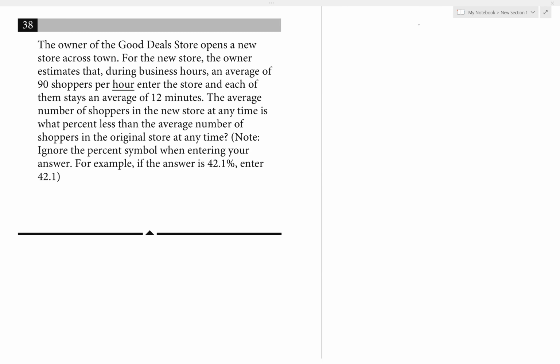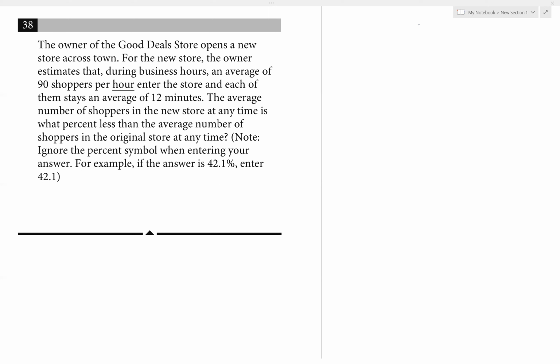All right, number 38. The owner of Good Deal Store opened a new store across town. For the new store, the owner estimates that during business hours, an average of 90 shoppers per hour enter the store, and each of them stays an average of 12 minutes. The average number of shoppers in the new store at any time is what percent less than the average number of shoppers in the original store at any time? Note: ignore the percent symbol and enter your answer. For example, if your answer is 42.1%, enter 42.1.